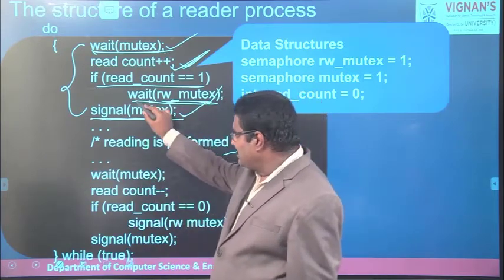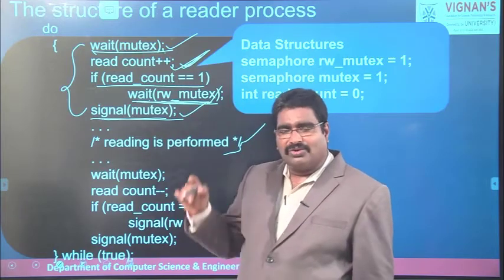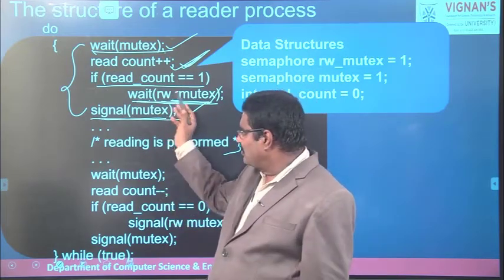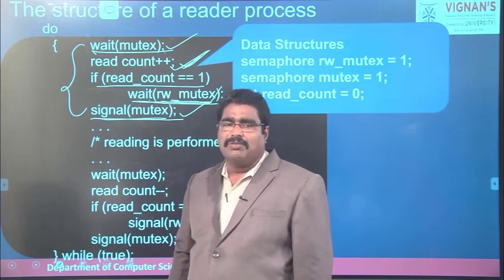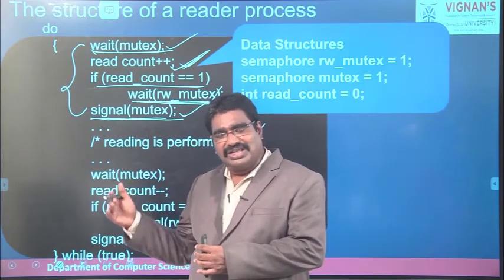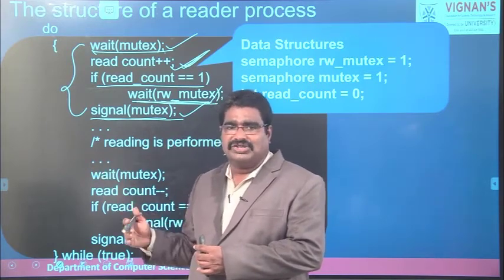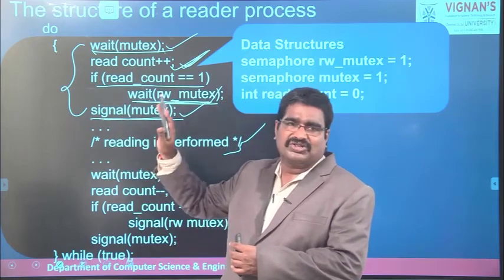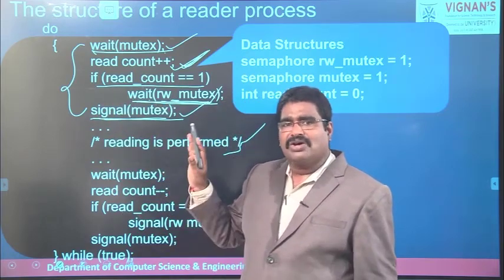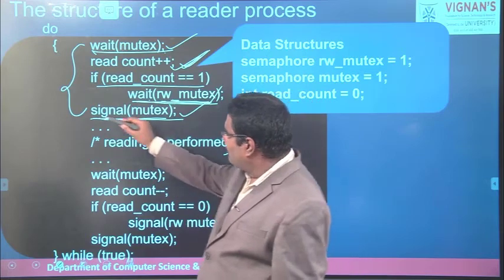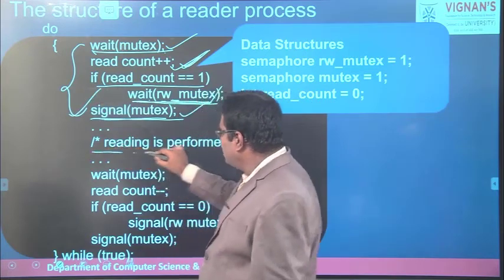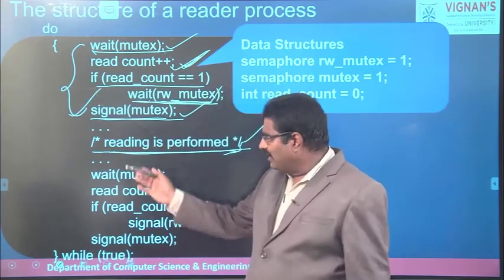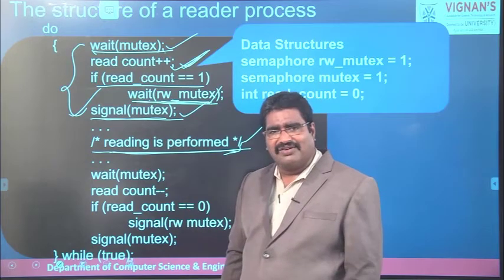And once the reader is allowed to perform the read operation, no writers are allowed, because once it executes the wait RW mutex, it is set to 0. If any other writer tries the write operation, he is waiting in the wait function only. He is not allowed to perform the write operation. So once the reader has completed the read operation, what is our next goal?